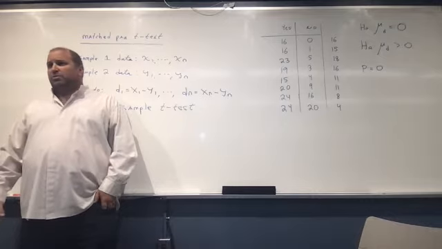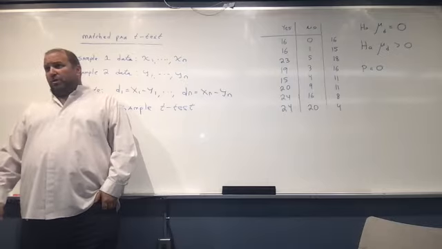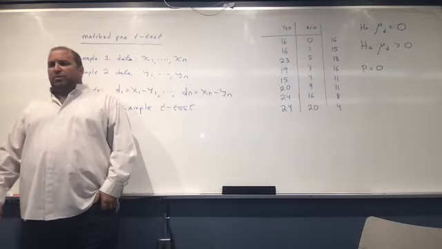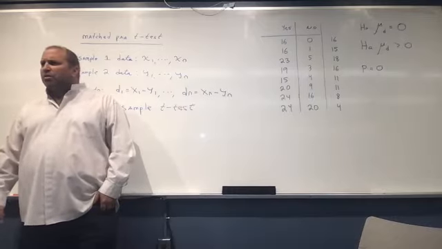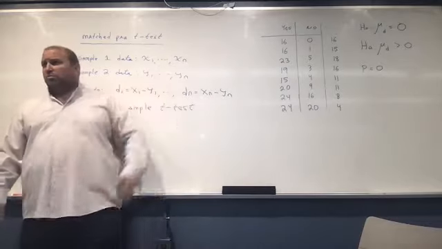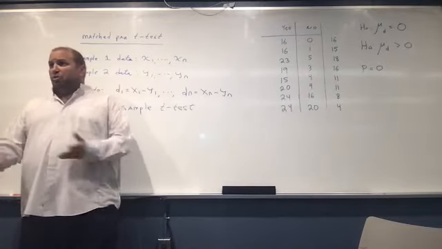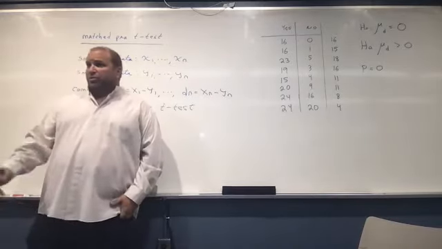Go to stat, go to the right to tests, and go down to t-test. It should be the second one. Now, what are they asking for? What are they asking for? 0. Why is it 0? Because we're assuming that there's no difference. We're testing to see if there is a difference.